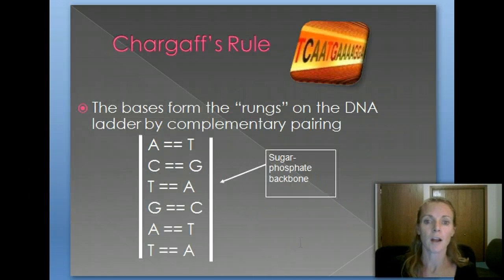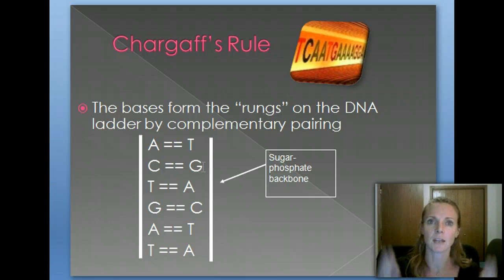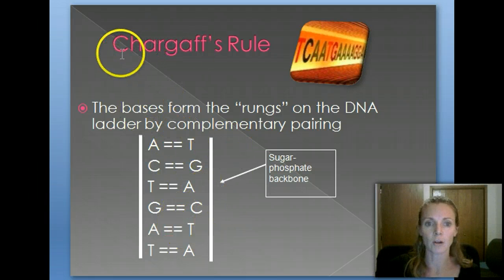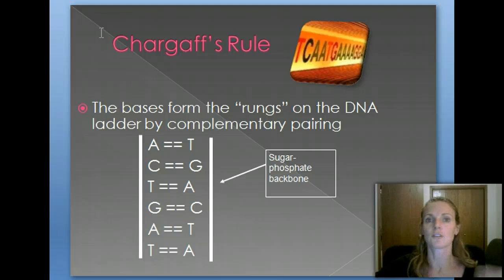So here are the actual pairings. Adenine is always going to go with thymine. Cytosine is always going to go with guanine, okay? This is in DNA. When we get to RNA, it might look a little different, so just be aware. But anytime you have a strand of DNA, you're always going to have these base pairs, and that's called Chargaff's rule, okay? That's just always how it's going to be. That's how we work, okay?